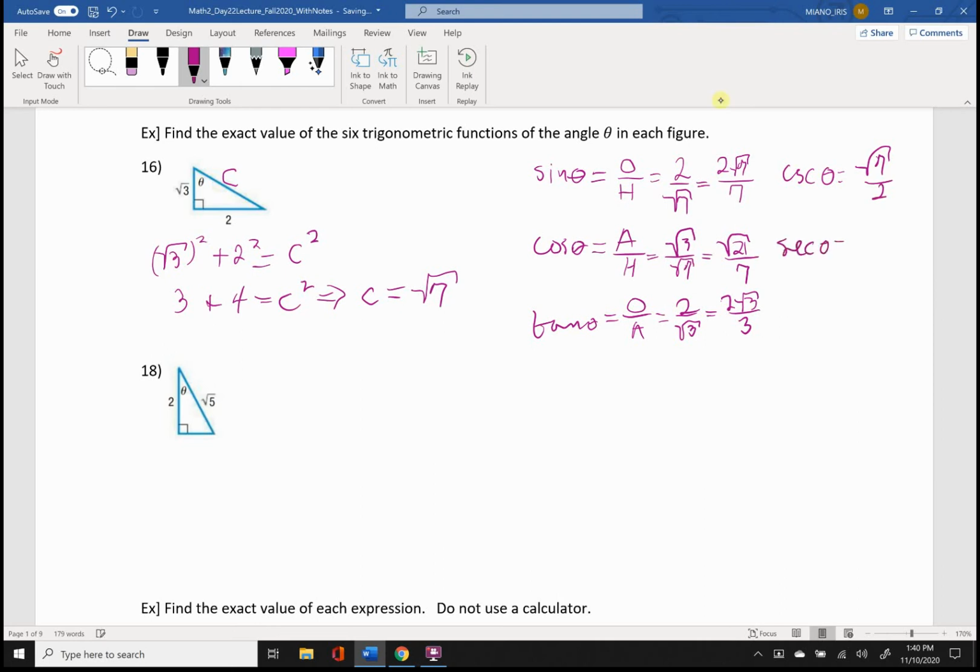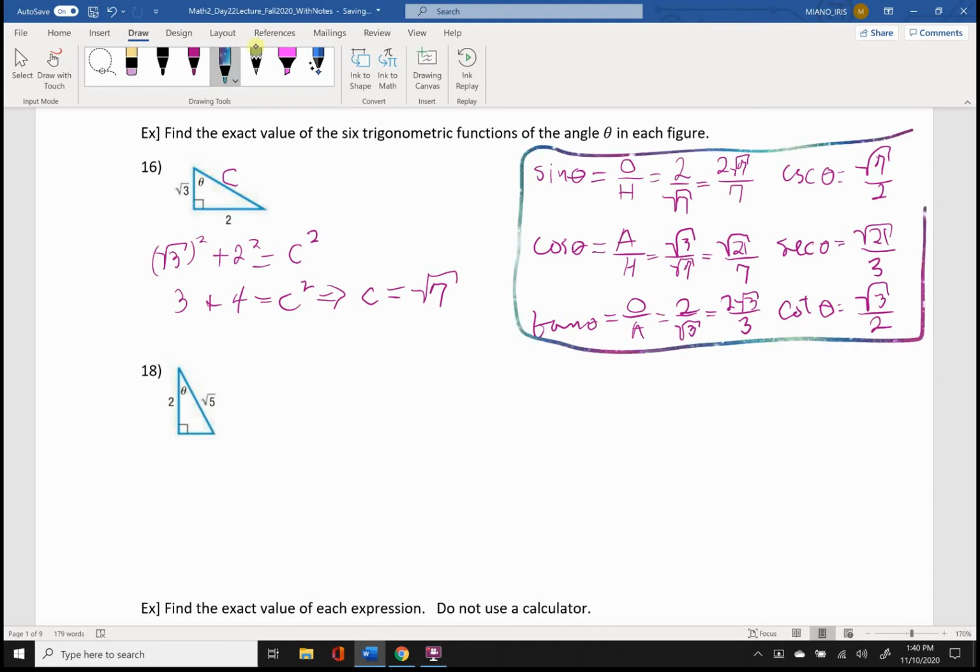Secant theta, therefore, will be root 21 over 3. Oh, that one's not as quick and easy. You'll flip it over. It'll be a root 7 over root 3. Rationalizing that denominator will yield root 21 over 3. And then we could just simply flip over this intermediate step for the cotangent theta and get root 3 over 2. Cool. And that's that. Just kind of box all that up. Let's do it one more time for number 18.